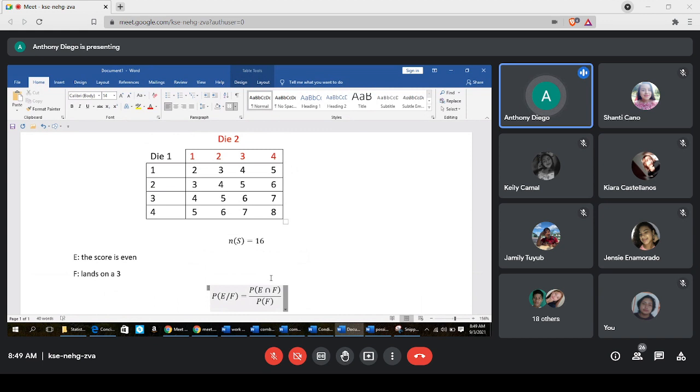It said that the score is even and it lands on a tree. Sir, the one that lands on a tree wouldn't be like 8, sir, because adding the numbers that would land on the tree would be 4, and the other one, the die number 2, would be a 4 as well. So adding it will give you 8.